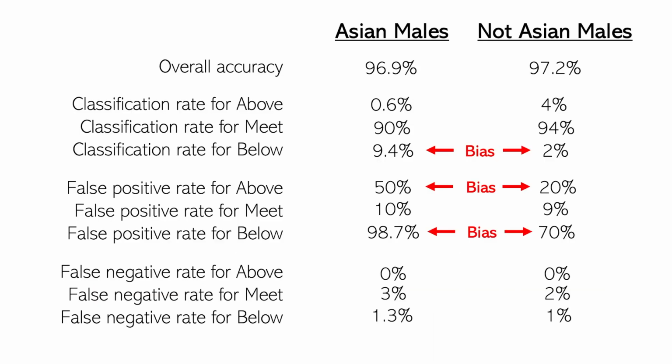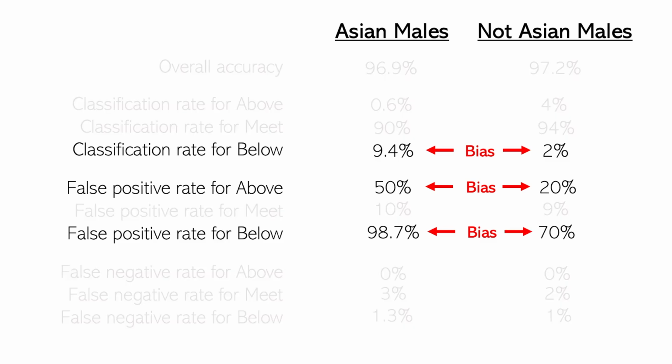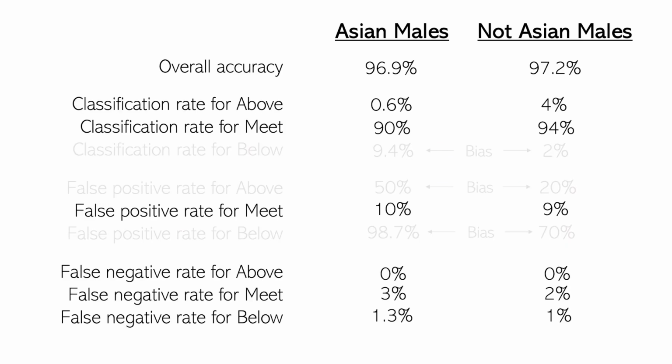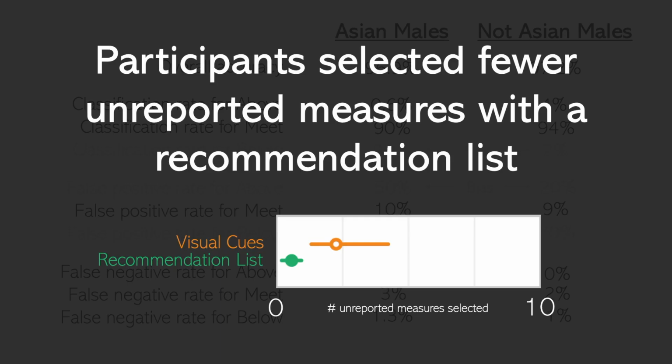So there are basically two types of performance measures that I have been describing. The ones that were automatically reported by an algorithm to indicate biases, and the ones that were not reported. We found that participants selected significantly fewer performance measures that were not reported when they used the recommendation list prototype.